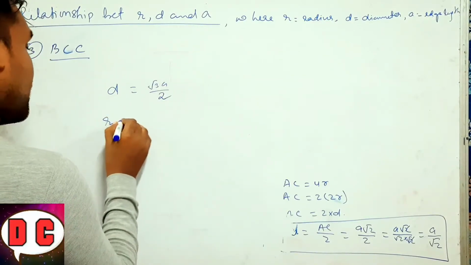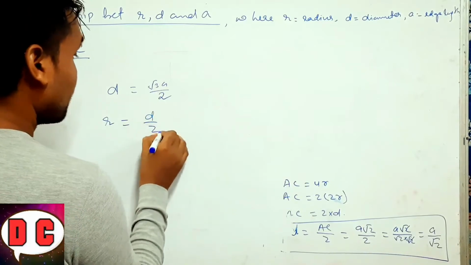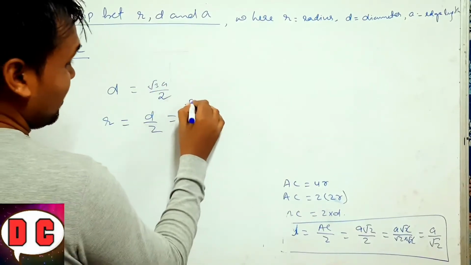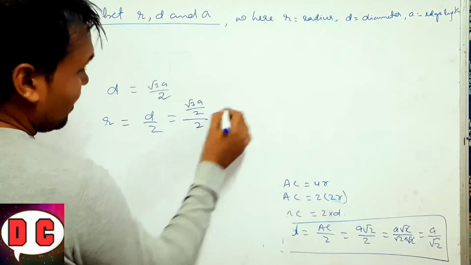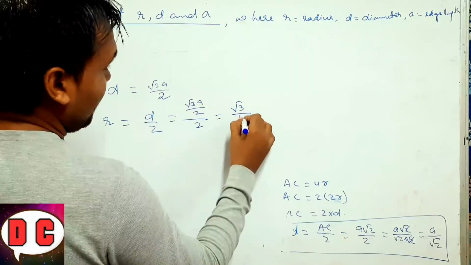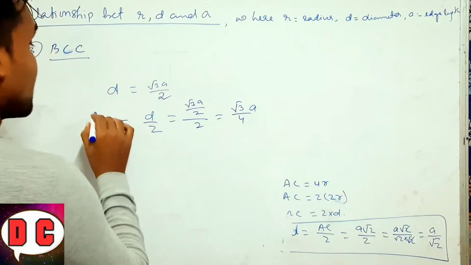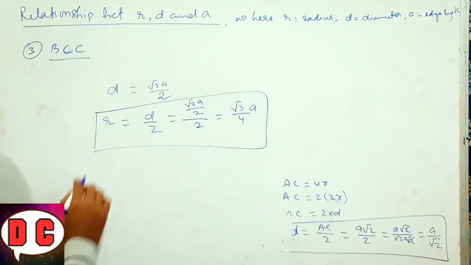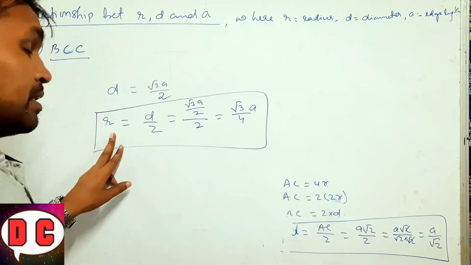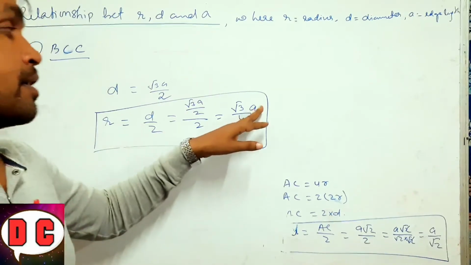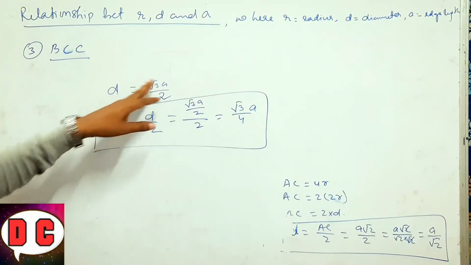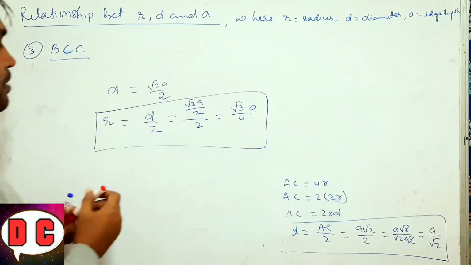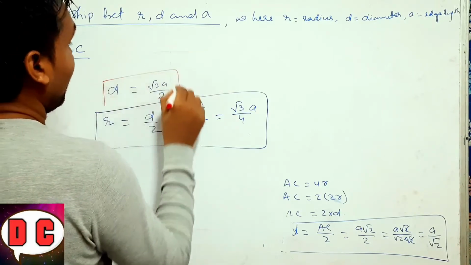So what will be R? R will be equal to D by 2. So D is root 3A by 2, divided by 2. This 2 will come down, so it will be root 3 by 4 A. So this is the relation between the radius of BCC spheres and the edge of a cube, that is root 3 by 4, and the relation between diameter and edge of a cube is D equals root 3A by 2.